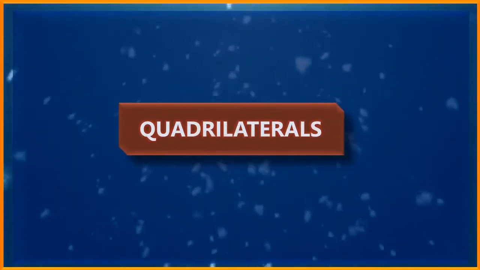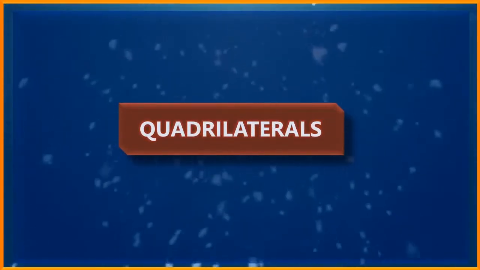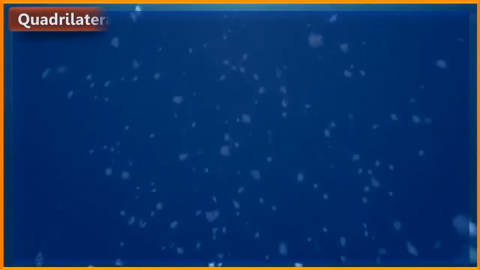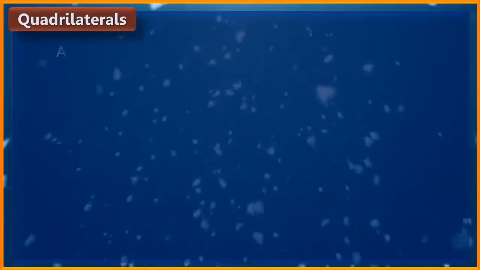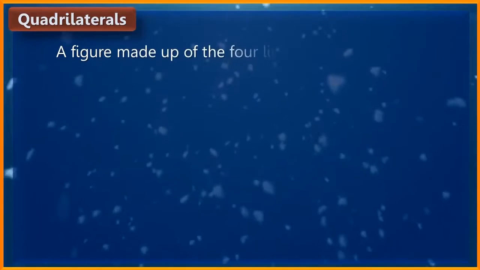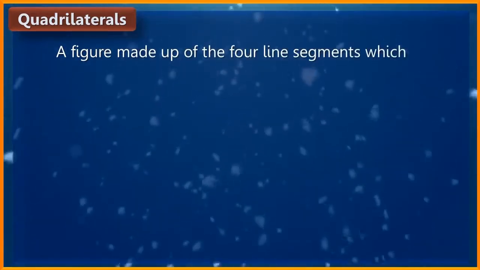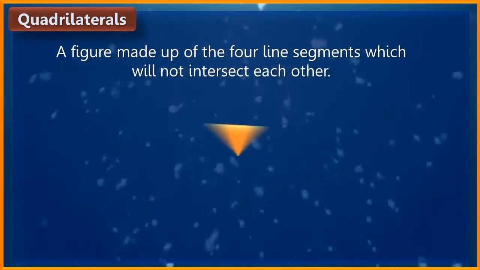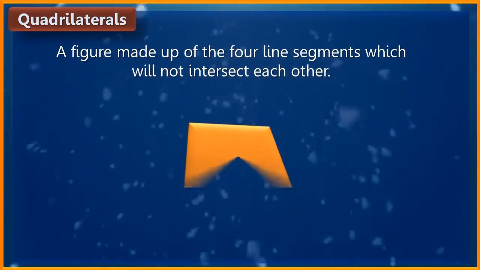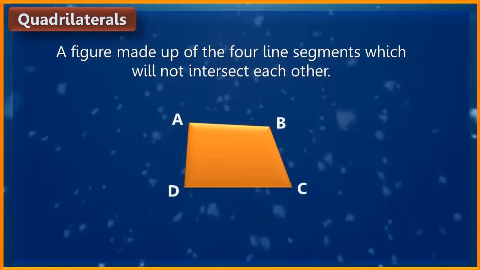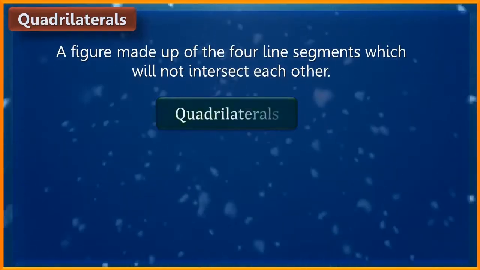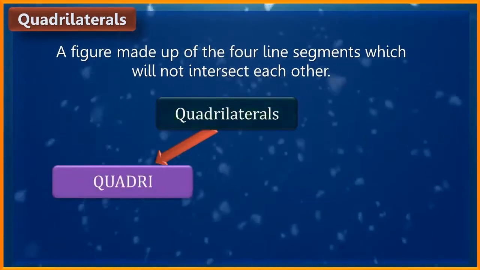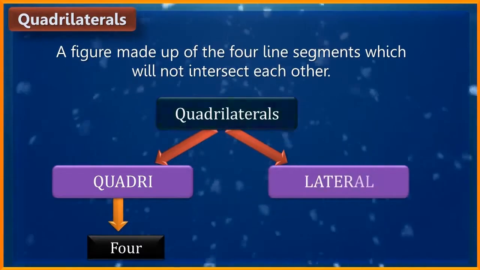Quadrilaterals. A closed plane figure made up of four line segments which will not intersect each other except at their endpoints is called a quadrilateral. Quadrilateral is derived from two words: quadri, which means four, and lateral, which means side.